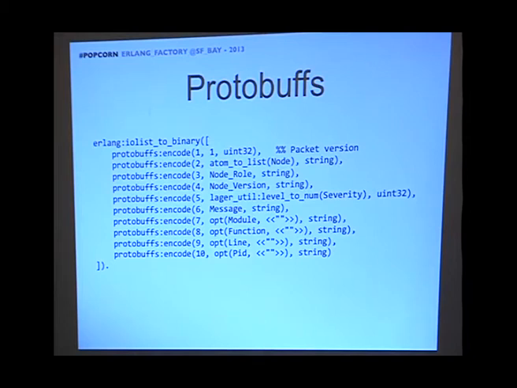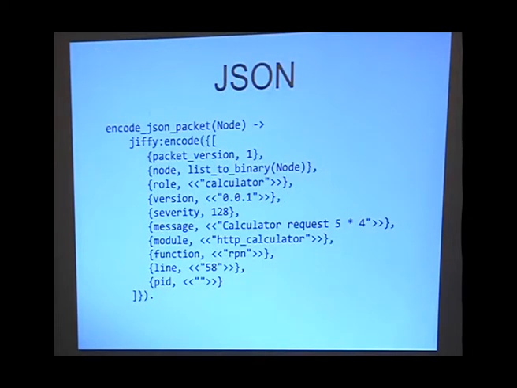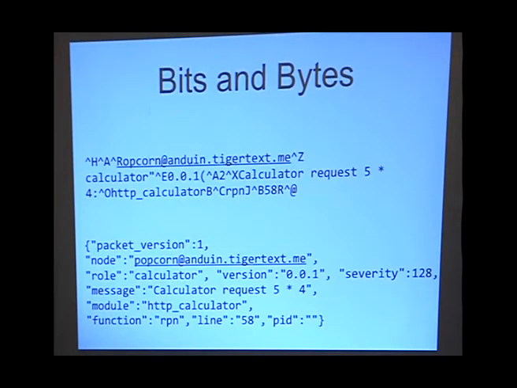This is an example of Erlang encoding a protocol buffers packet. The same packet in JSON looks like this using Jiffy, which is a C extension for JSON parsing in Erlang. Both of those packets converted to the wire format look like this, with the protocol buffers one on the top and the JSON one on the bottom. The protocol buffers one, as you can see, is significantly smaller. The JSON one, there's advantages to JSON. It's more extensible. It's definitely more human readable, but it's bigger.